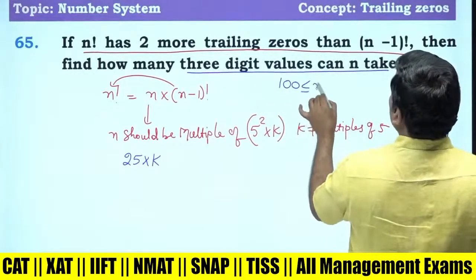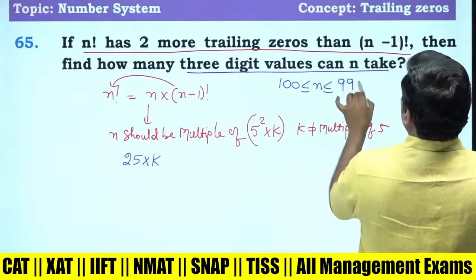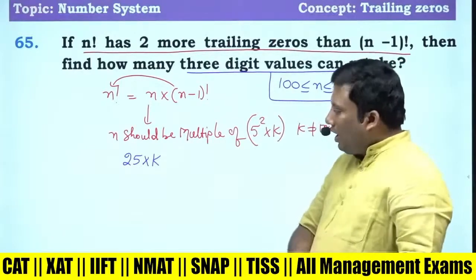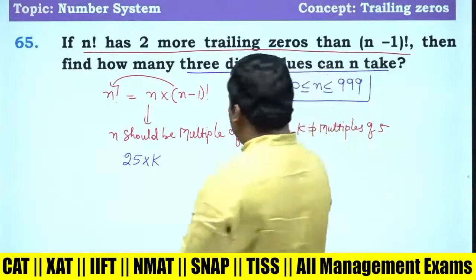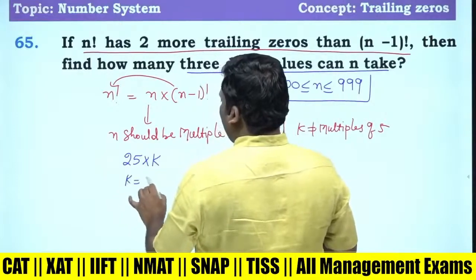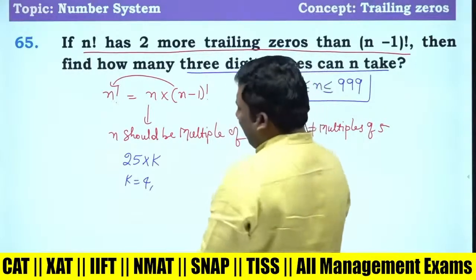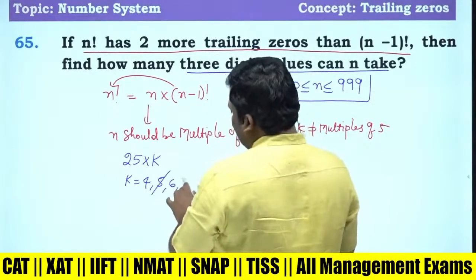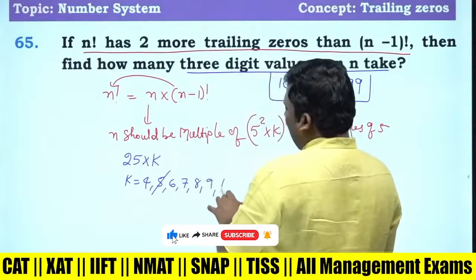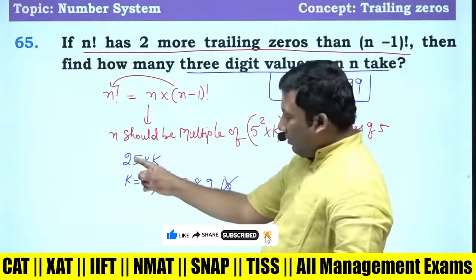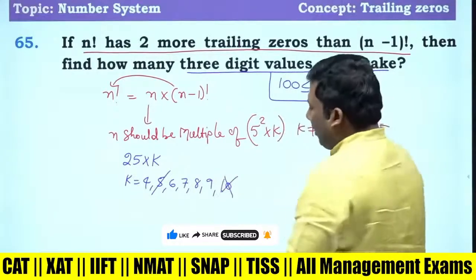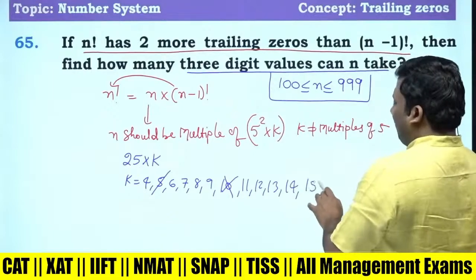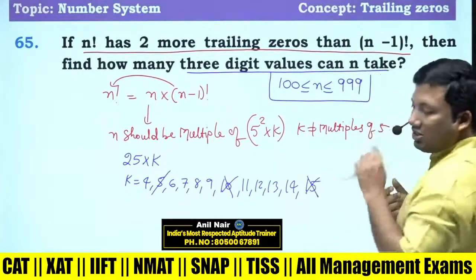N can range any value from 100 to 999. Listen carefully, sir. 100 means k can take 4. Yes or no? K can take 4. Can k take 5? Not possible. Can k take 6? Yes. 7? Yes. 8? Yes. 9? Yes. 10? Is it possible? 10 means here 5 square, here 5, 5 cube I will get. 11? Yes. 12? Yes. 13? Yes. 14? Yes. 15? Is it possible? No.